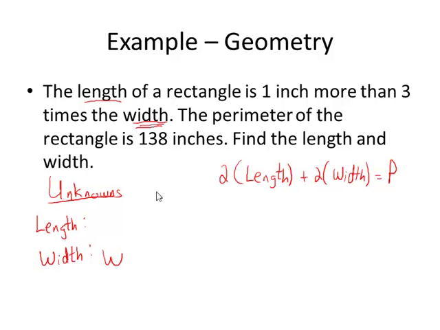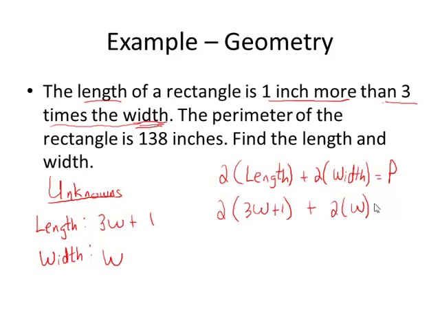Okay. I need a variable expression for the length, and I see that it's 1 inch more than, that tells me to add 1. 1 inch more than what? 3 times the width. And that's going to be 3W. Okay. So when I plug in here, 2 times the quantity 3W plus 1, plus 2 times W, I'm told that that's equal to the perimeter, which is 138 inches.